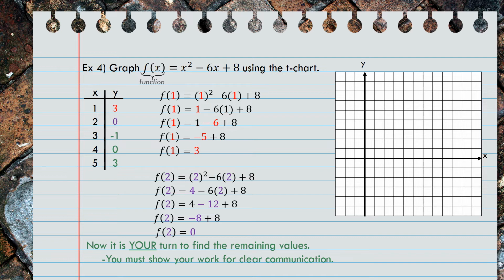Alright, so now since our t-chart is completed, we want to plot these points on the given graph. So we plot the points 1, 3, 2, 0, 3, negative 1, 4, 0, and 5, 3. Once we have the points plotted, now we connect them from left to right, and there is the graph of our function.